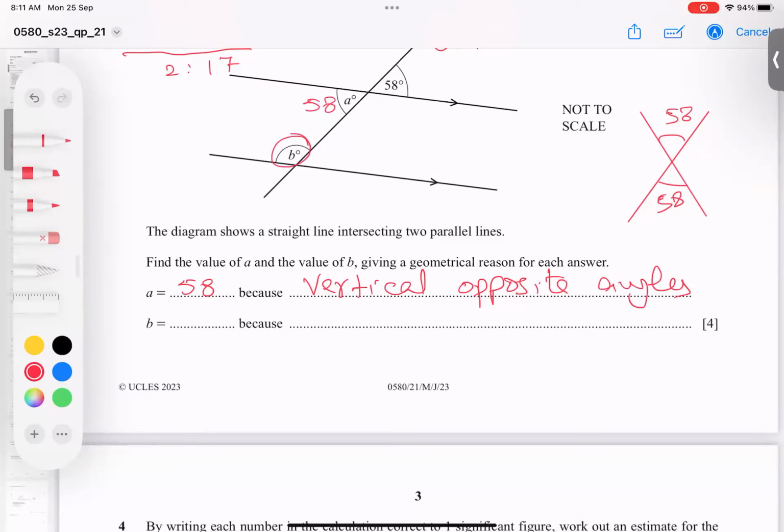How to get this B now? When two lines are parallel to each other like this and this, these two angles are always called interior angles, because if you add them, the answer must be 180. We can say interior angles, or we can say supplementary angles, but interior angles is the better word. So, interior angles.